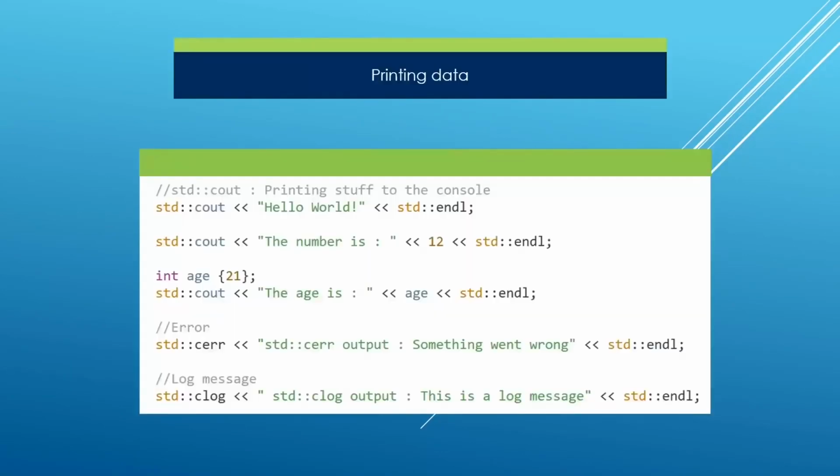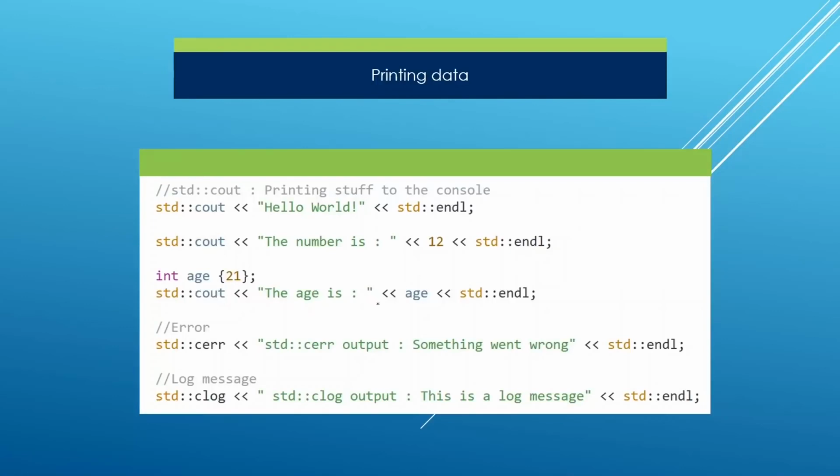Here we have an example of printing data from the program to the terminal through cout, cerr, and clog. Here we have a hello world message going to cout. Here we have a number going to cout. This is what we've been doing all along. We can also do a variable storing the age, for example. It's a whole number, it's an integer. So we print this out and the message is going to go from the program to cout.